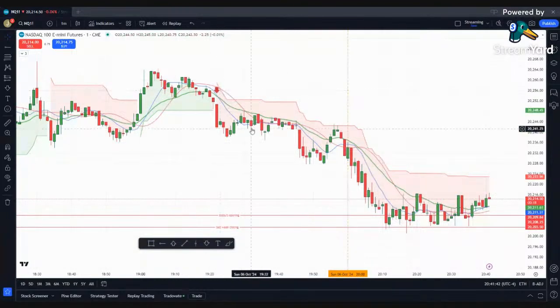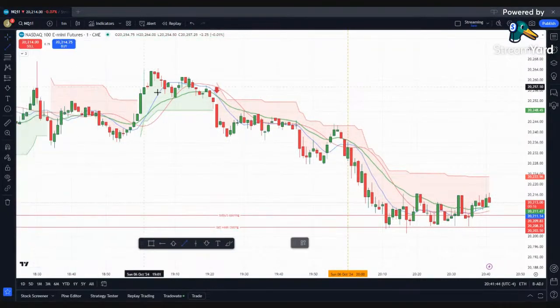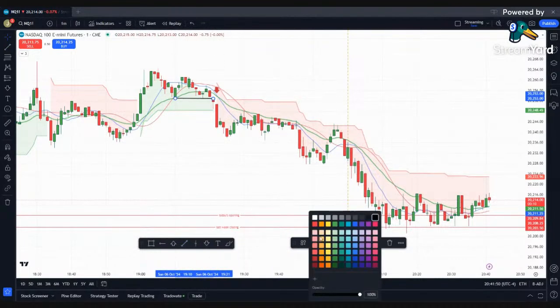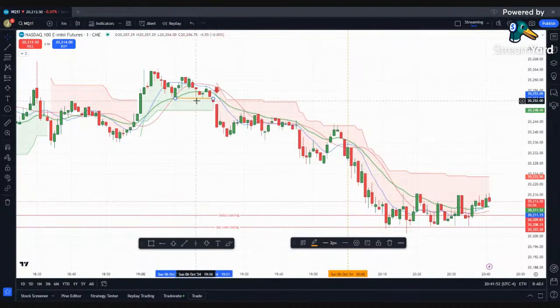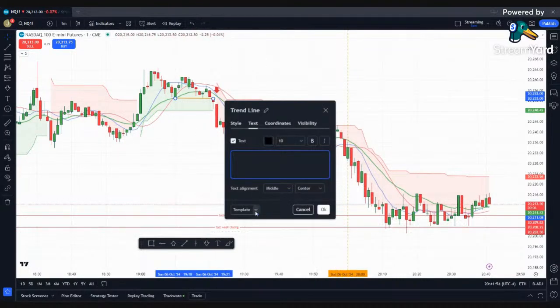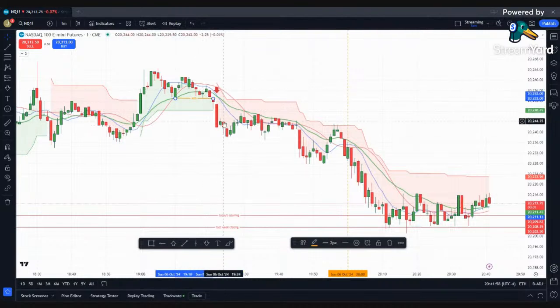And then that shift created a market shift. This is the market shift. Let me color that orange. Let's see, I think I still have my template here. Yep. And then after that, we have a fair value gap.